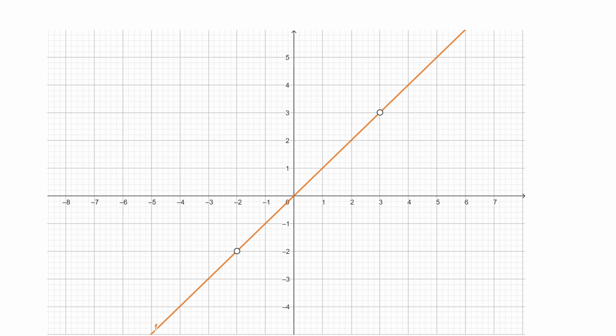Students, consider the graph here. It is a graph of a linear function, y equal to f of x. This is our f of x axis, or y axis, and this is our x axis.